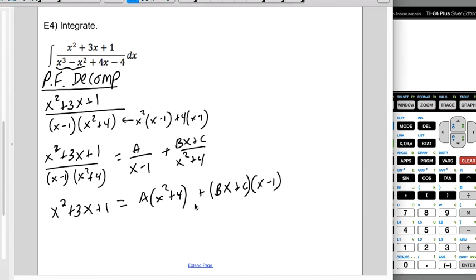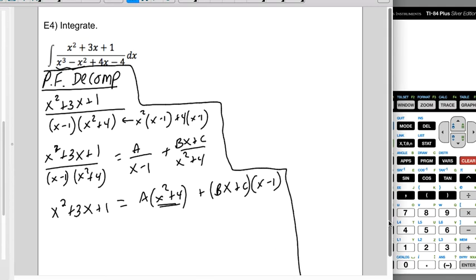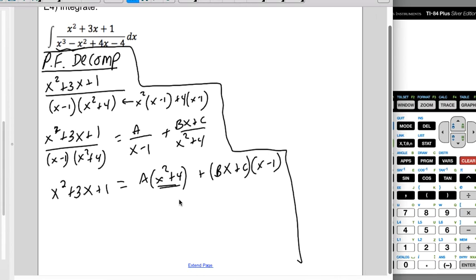Now, clever substitution is tricky here because there's nothing you can do to knock out an x squared plus 4 that involves a real number. The only thing that would knock out an x squared plus 4 is either a plus or minus i, which frankly we just don't want to deal with, so we're not going to. So I can do some things with clever sub. I could use x equals 0 to knock out B only, and I could use x equals 1 to knock out both B and C. So I'm going to go ahead and use x equals 1 to knock out B and C. That'll allow me to find A pretty quickly.